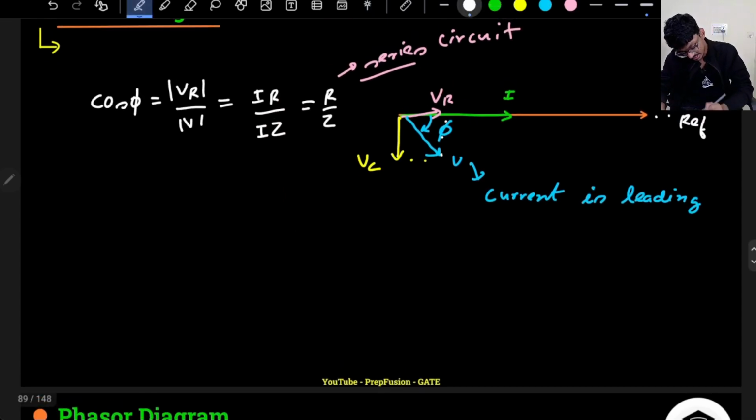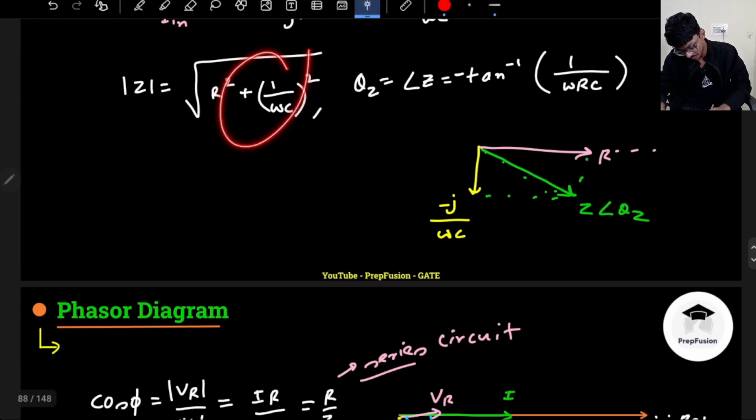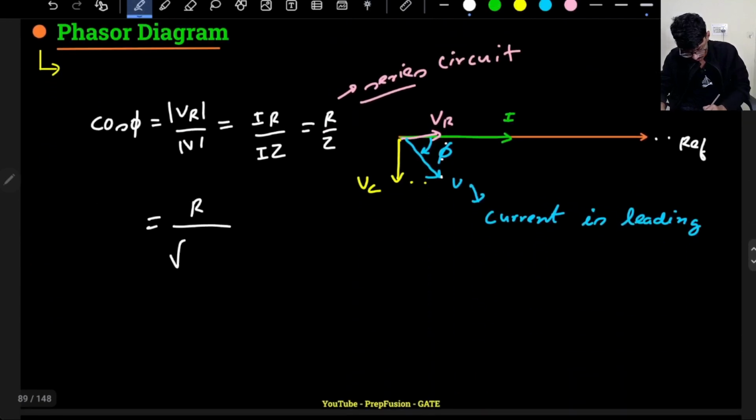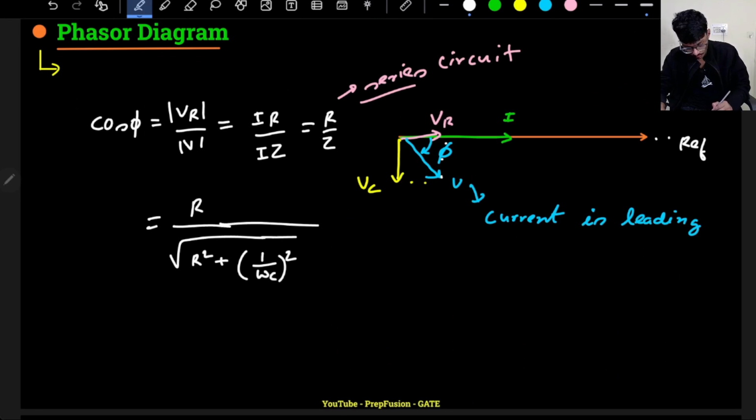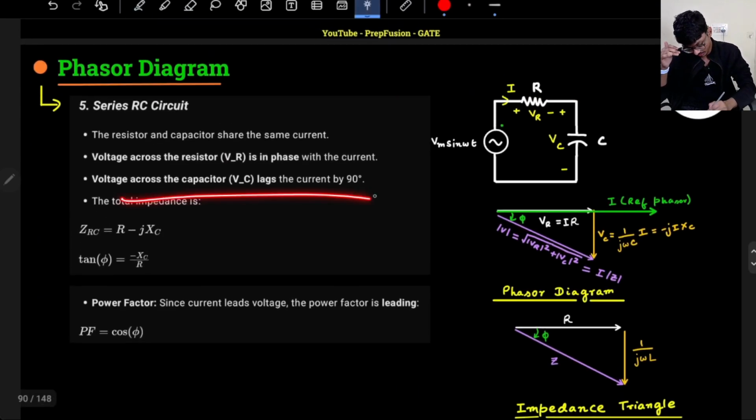So here, it is R by Z, but what is my Z? Z is the magnitude. Z is this, so I can replace my Z with this: under root R square plus 1 divided by omega C whole square. So this is my Z basically. So this is a leading circuit. The capacitive circuit is a leading circuit. That is what is written over here.